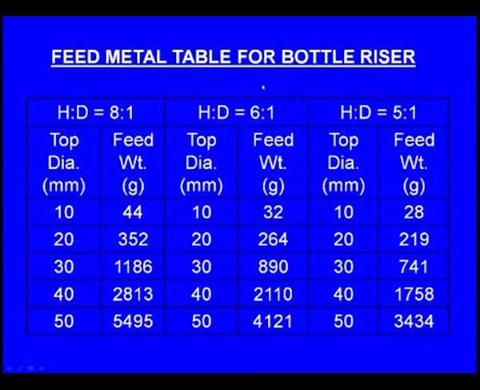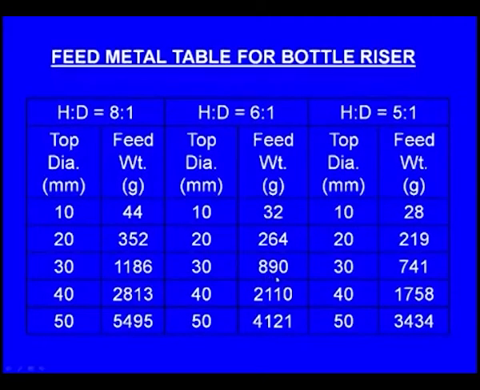Now, h/d ratio is 6:1. If that be the case, when the top diameter is 10 mm, the feed weight is 32 grams. When the top diameter is 20 mm, the feed weight is 264 grams. When the top diameter is 30 mm, the feed weight is 890 grams. When the top diameter is 40 mm, the feed weight is 2110 grams. When the top diameter is 50 mm, the feed weight is 4121 grams. So, these are the cases when h/d ratio is equal to 6:1.